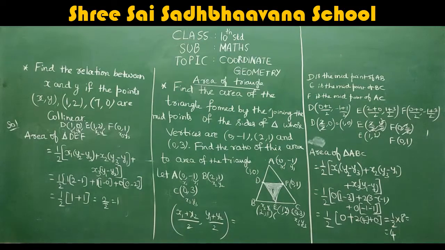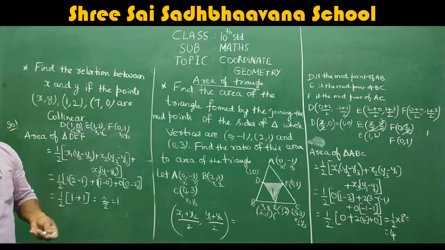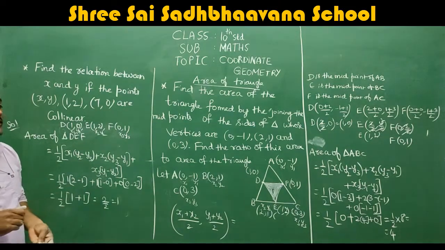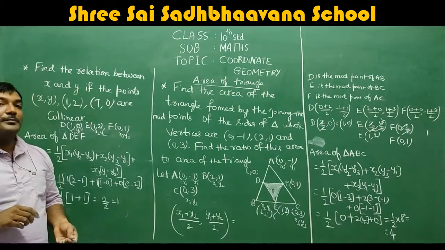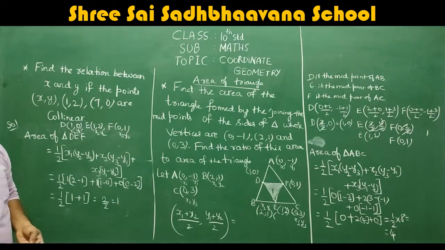So here they are asking you to find the ratio of this area to the area of the triangle. So area of triangle ABC we got 4 and area of triangle DEF we got 1. It means what? Area of triangle DEF is 1 by 4th of the area of triangle ABC. It means the area is a quarter part, 1 by 4th part of the area of triangle ABC.